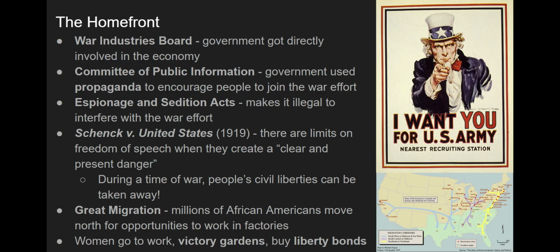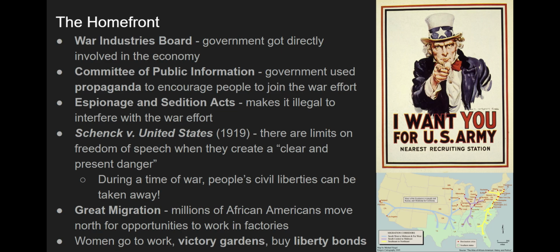The exam is always going to ask you about the home front. How does the war change the United States at home? Well, first of all, war changes the economy. Whenever there is a war, the government always gets more involved in the economy. That's a big theme. The War Industries Board, for example, the government started to set prices. It tried to end labor disputes. It told industries what they should make. Again, the government gets involved.